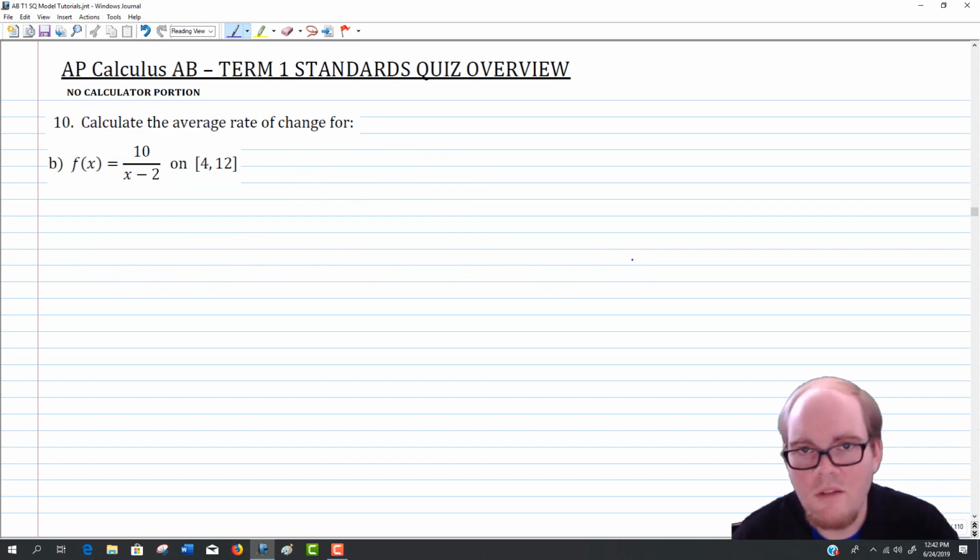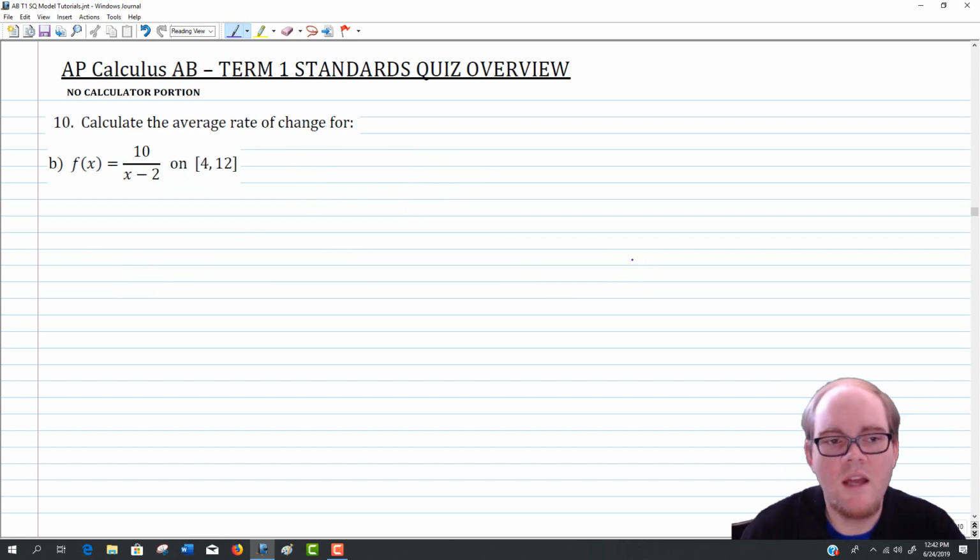For part B, nothing really different. It's the exact same setup, the exact same stuff. The only difference is, of course, the function. So it's an opportunity to see if we can check your algebraic and arithmetic skills.